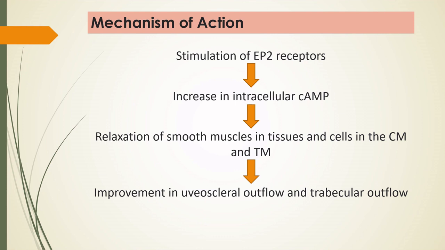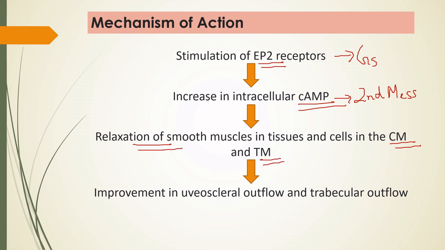What is the mechanism of action of this drug? As I've already told you, it is an agonist. So it actually stimulates the EP2 receptors. Now since the EP2 receptor is a G stimulatory kind of receptor, the second messenger system that we get is cyclic AMP. So this one acts as the second messenger. This increase in the level of the intracellular cyclic AMP ultimately causes relaxation of the smooth muscles in the tissues and the cells of the ciliary membrane as well as the trabecular meshwork, right?